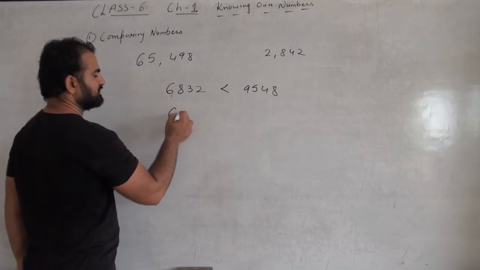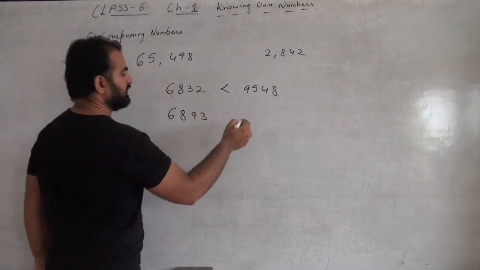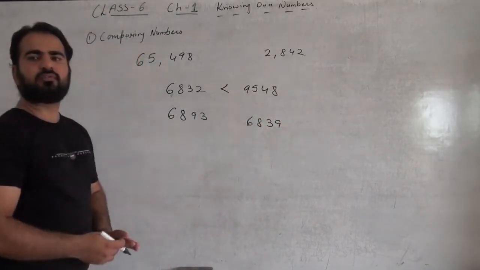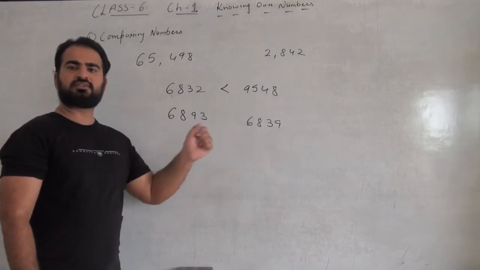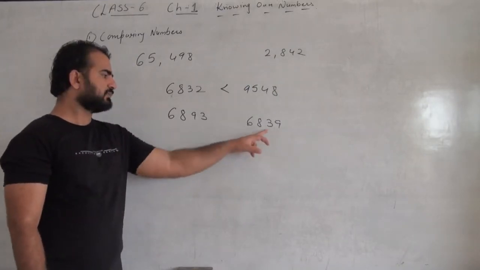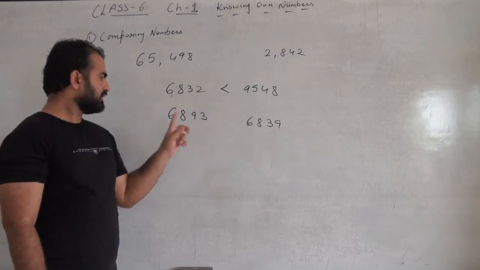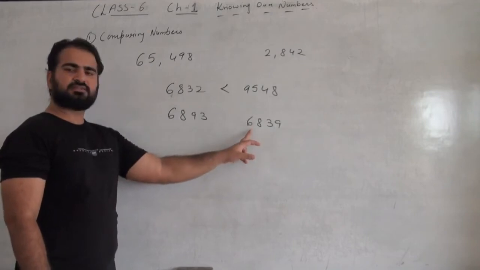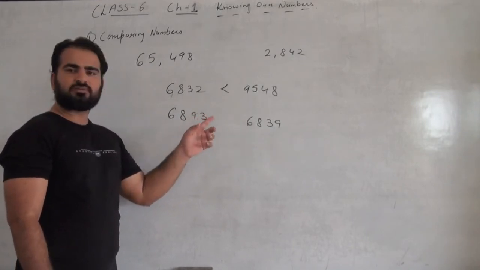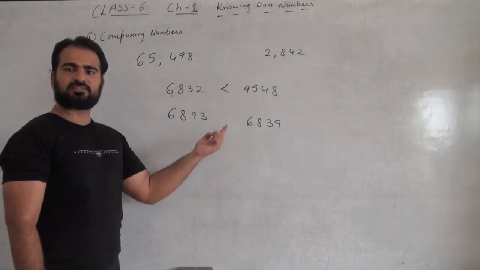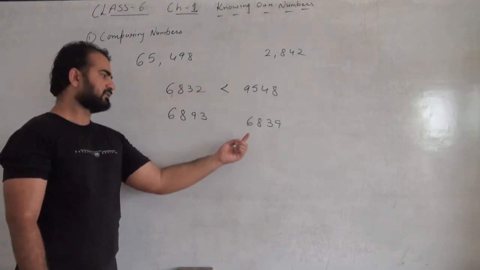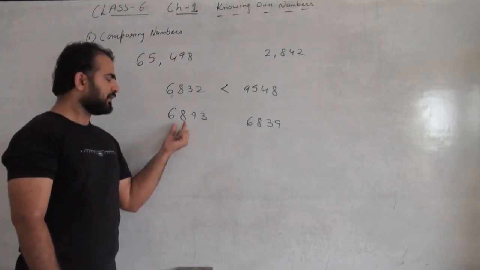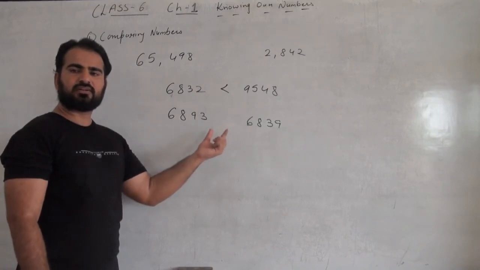Next question is 6893 and 6839. Again we have to compare both of these numbers. Let us go to the maximum place, which is thousands. We have 6,000 and 6,000. In both of the numbers we have 6,000. So now both of the thousands places are equal. Now we have to move on to the hundreds place. On the hundreds place it has 800 and the other is also having 800. So up to the hundreds place both of them are equal.